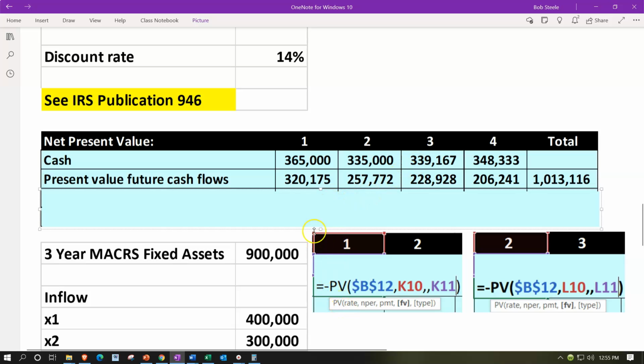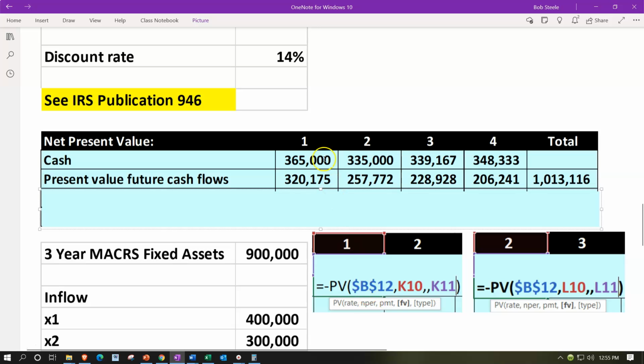Present value, the rate is going to be that 14%. Remember that percent includes what we expect our gain to be. So if this calculation comes out to be anything above 0, it might be something we pick up. Note that it's an absolute reference by the dollar signs before the D, with the B and the 10, so that we can then copy it across.